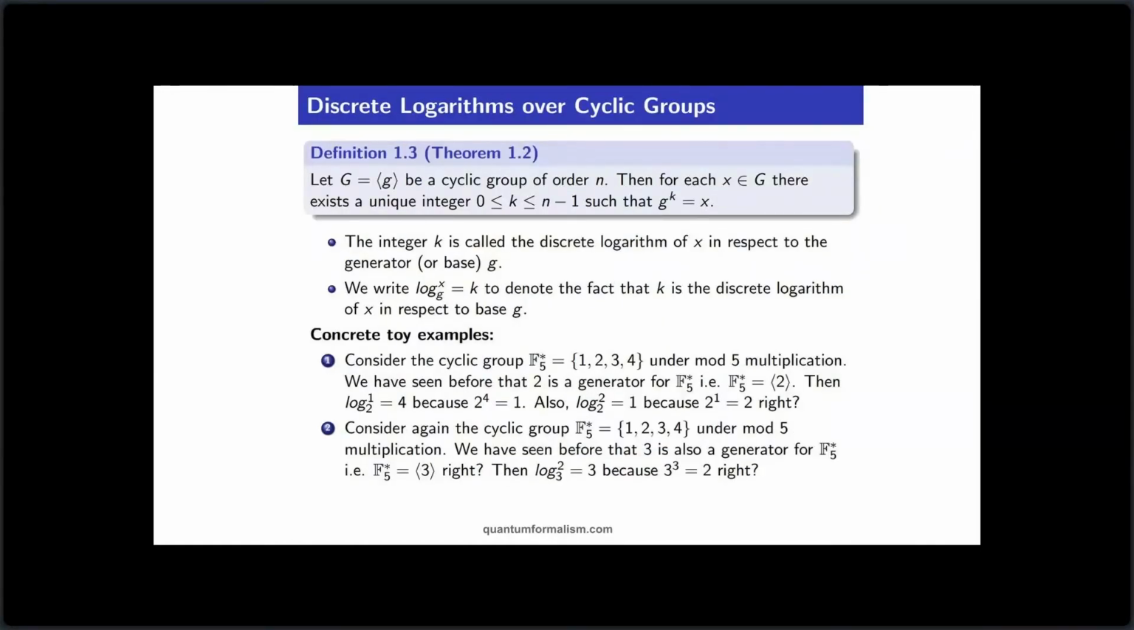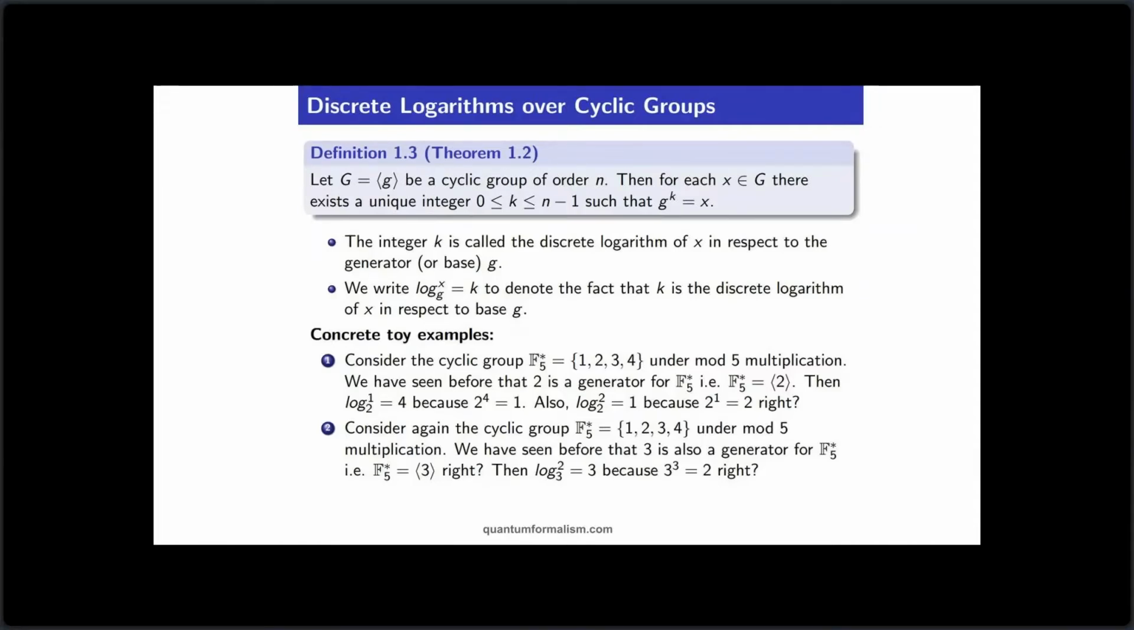Now let's go to the notion of discrete logarithm over cyclic groups. The notion of discrete logarithm can be defined on an abstract group, but for our purposes, because we are interested in the Diffie-Hellman key exchange protocol, and we are interested in the Fp star, this multiplicative group, which is cyclic, we will focus on narrowing our definition of the discrete logarithm to just cyclic groups. Okay, so here's a definition.